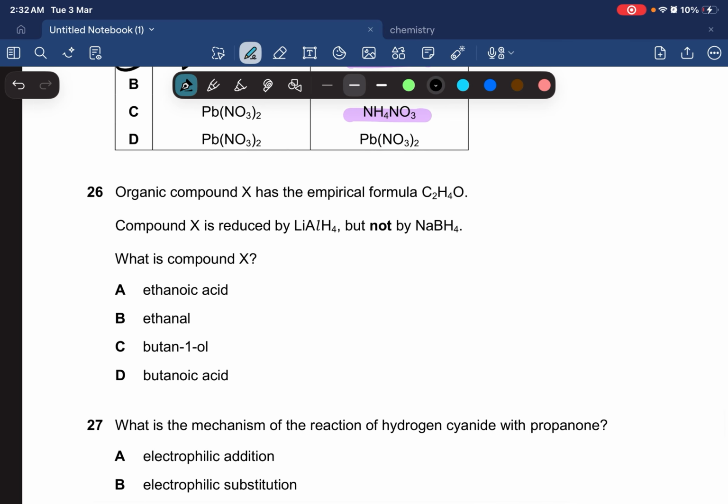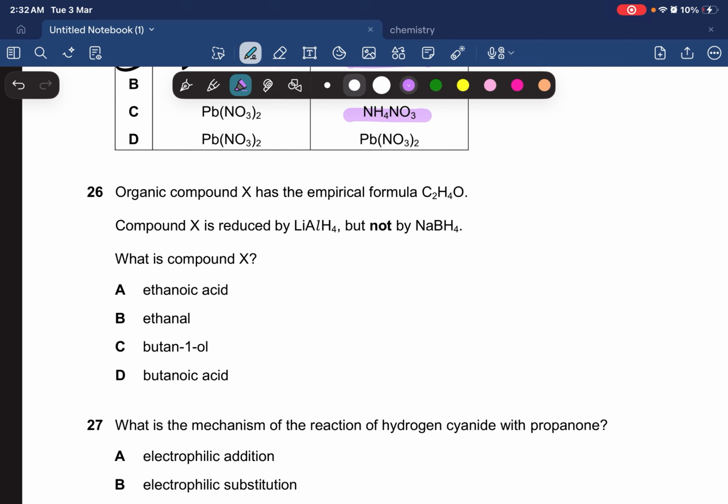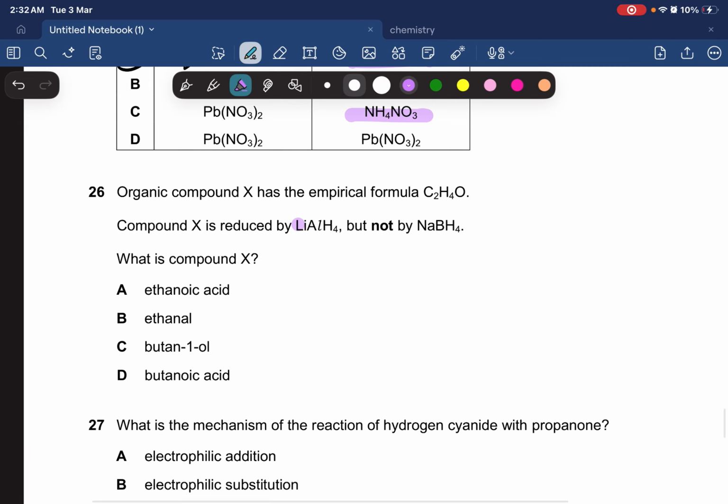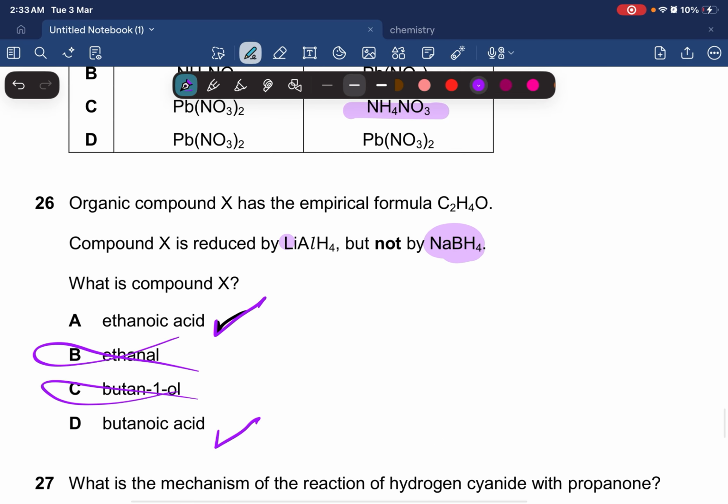Okay, organic compound X has the empirical formula C2H4O. Compound X is reduced by LiAlH4 but not NaBH4. I guess that's a very big red flag, whatever you say. It's not being reduced by NaBH4. What do we know? What kind of compounds don't get reduced? Acids. So we're going to consider our ethanoic acid and our butanoic acid. So ethanol and butanol are crossed out. Now, second thing, we have to check the empirical formula. For ethanoic acid, it's C2H4O2. And for butanoic acid, it's C4H8O2.